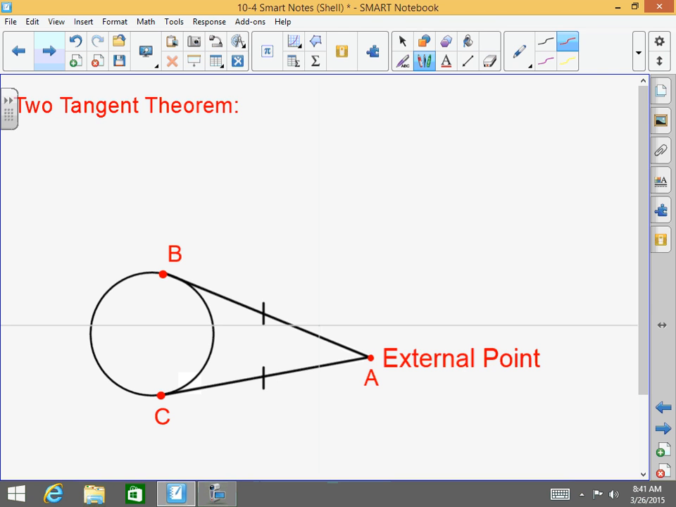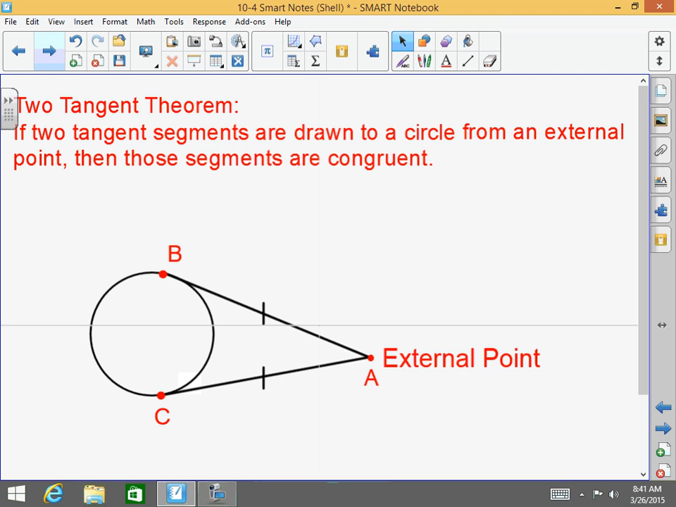Two-tangent theorem. Very cool theorem. Two-tangent theorem states that if two tangent segments are drawn to a circle from an external point, then those segments are congruent. So you have this external point out here, and I draw a tangent segment from that external point to the same circle. These two tangent segments are congruent.